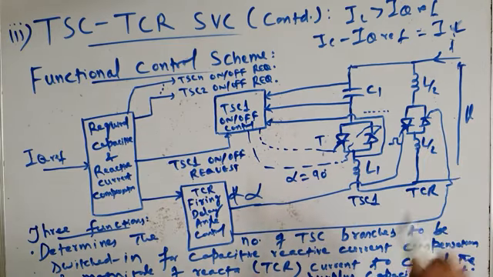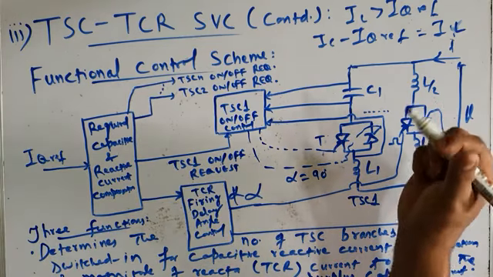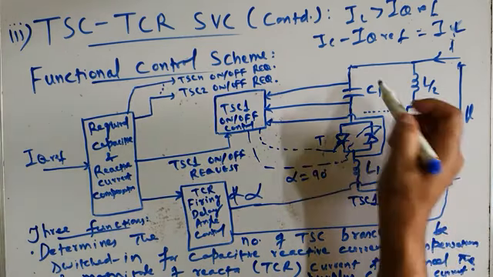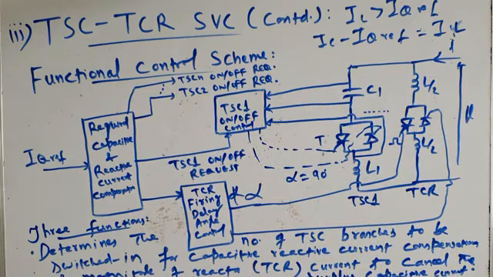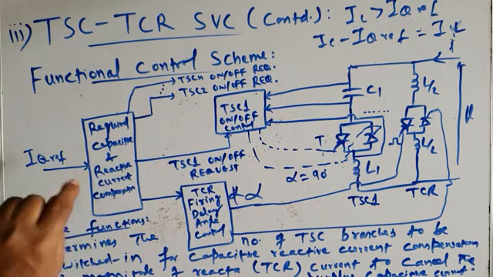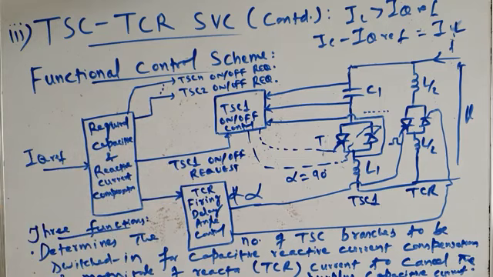TCR absorbs or cancels the surplus capacitive current. In other words, it absorbs the surplus capacitive reactive power, or leading VARs, flowing on the transmission line, and hence it balances the reactive power compensation. So the perfect reactive power compensation will be done. So this is the first function which will be performed by this functional control scheme.